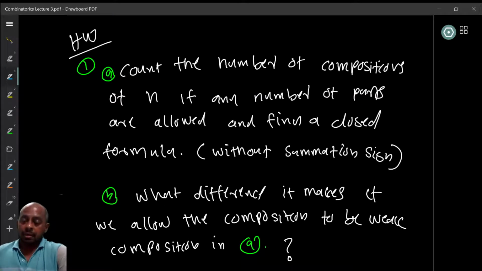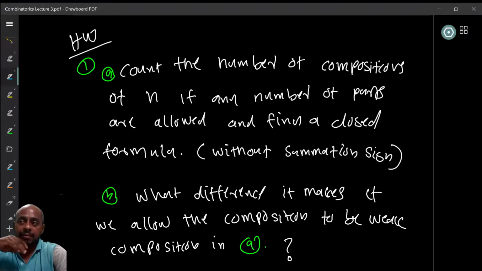Now here are some homework questions for you. First, count the number of compositions of n if any number of parts are allowed. Okay, so what do I mean by that?